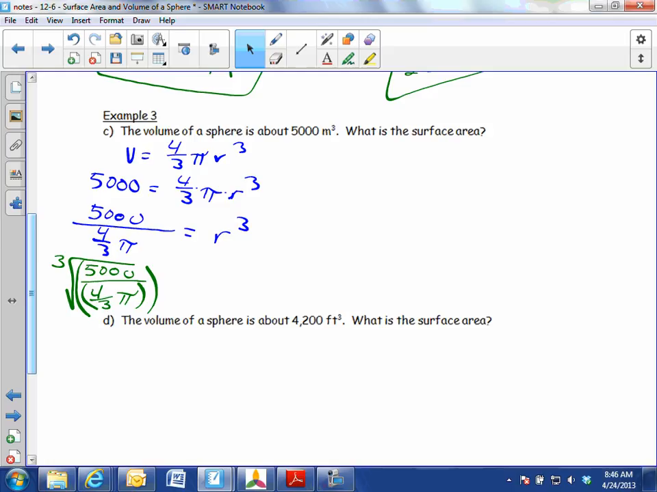Can we divide first and then just put the actual number, like 5,000 divided by that, and then pi? No, because this is going to be a big one, and rounding will mess it up. You do it on your calculator. We have to figure it out. It's a big long one.